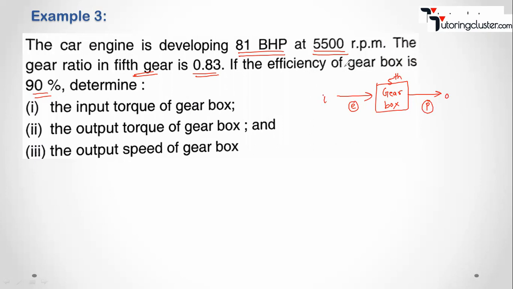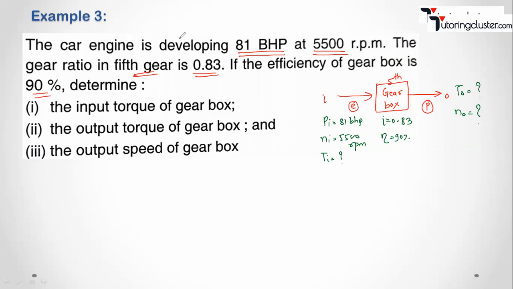Now look, the car engine is developing 81 bhp, input power 81 bhp at 5500 rpm, gear ratio 0.83, efficiency of the gearbox 90%. Find input torque, output torque, output speed. Okay, so again it is very easy. Let us try to solve this.